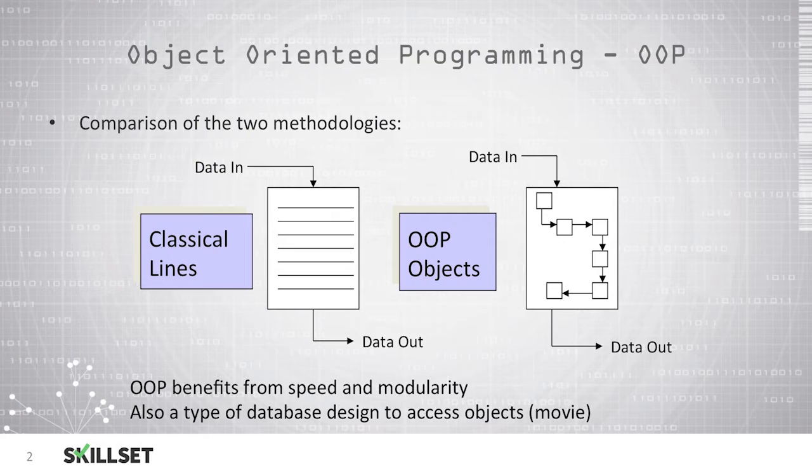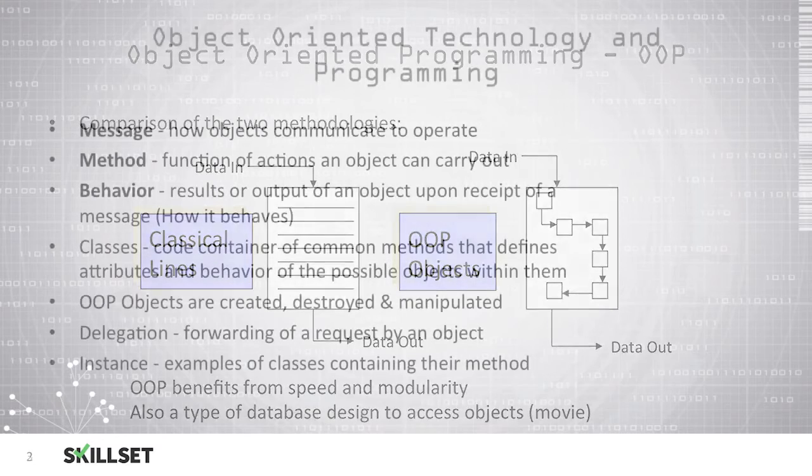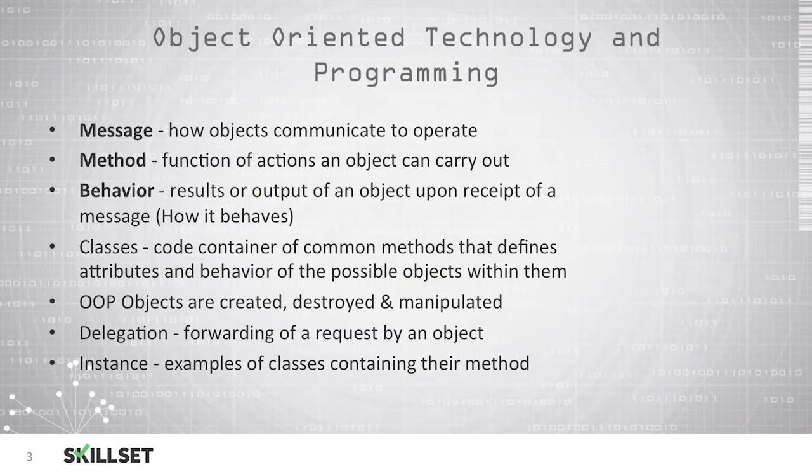Object-oriented programming provides additional speed and modularity, and is also a type of database design where objects can be accessed, such as movies or pictures or other types of data. With object-oriented technology and programming, we have messages, which is how objects can communicate to operate. Methods are functions or actions that an object can carry out, and behaviors are the results or outputs of an object after they receive a message.